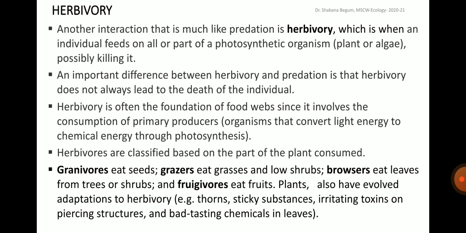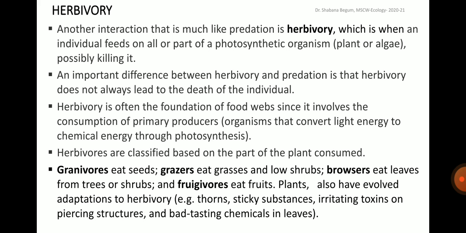An important difference between herbivory and predation is that herbivory does not always lead to the death of the individual. Herbivory is often the foundation of food webs, since it involves the consumption of primary producers, the organisms that convert light energy to chemical energy through photosynthesis.